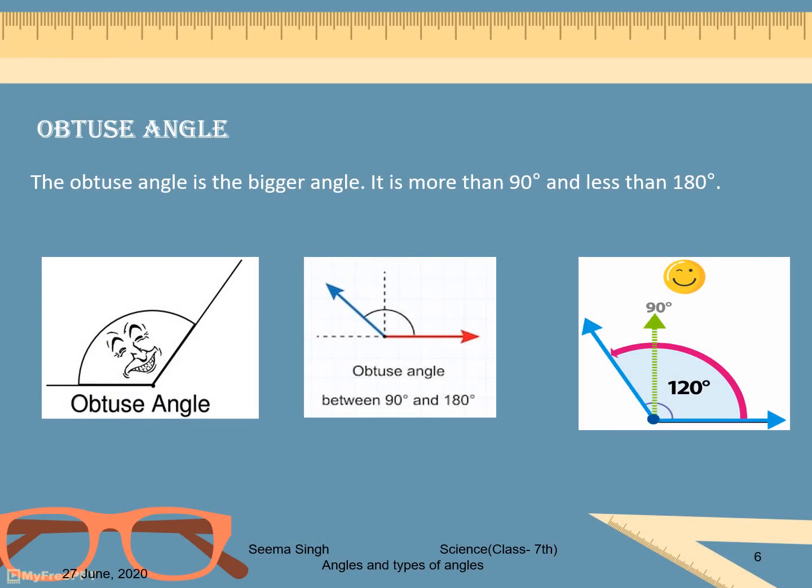Coming to the last but not the least, the obtuse angle. Any angle which is bigger, that is above 90 degree, but always smaller than 180 degree. So whatever angle measures between 90 degree and 180 degree is termed as an obtuse angle. Here in the image we can see the example of 120 degree. We can see 120 is greater than 90 degree, but it is smaller than 180 degree. So 120 degree we can say is an obtuse angle.